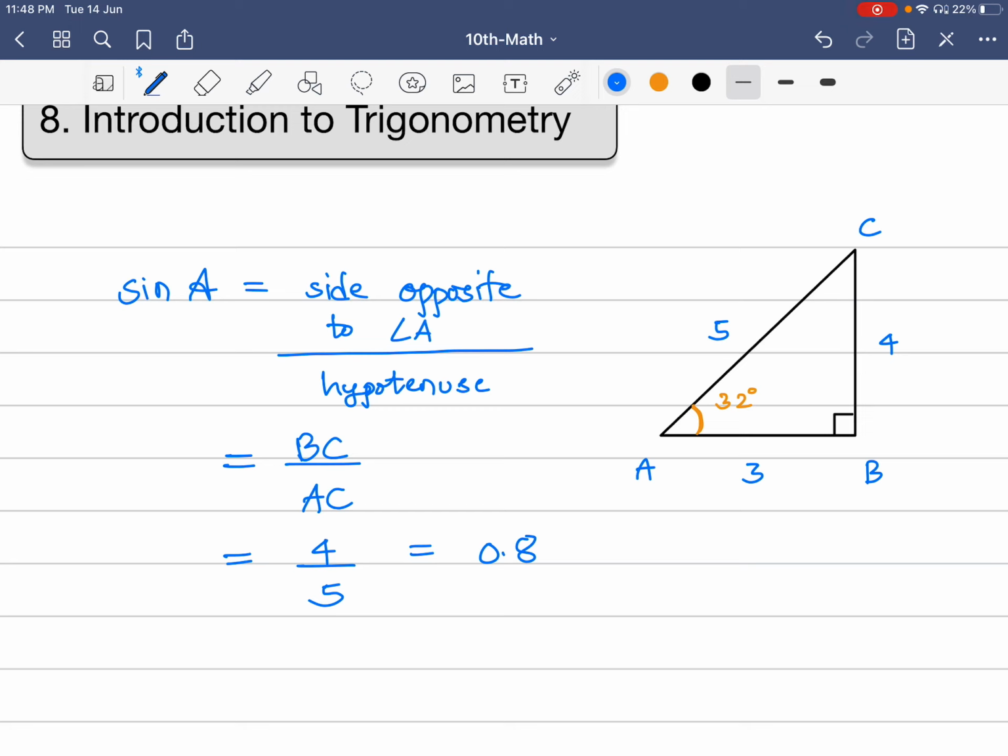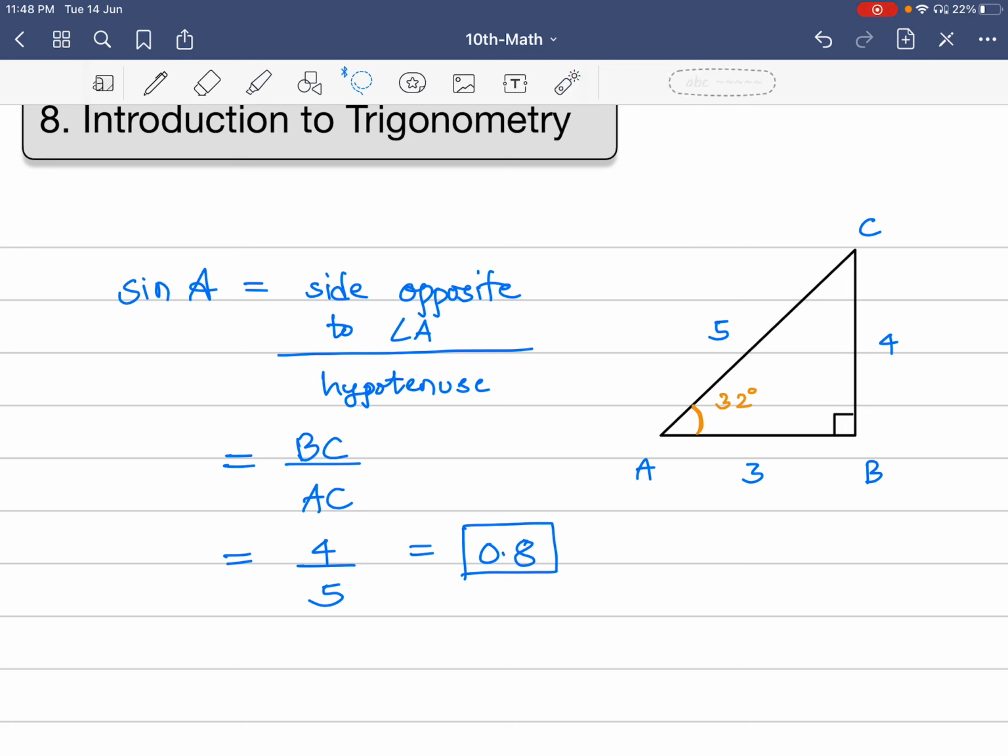So 0.8 is the value of sine of angle A, and this angle A is 32 degrees. It's an assumption. Don't get worried about why 32 degrees came. Even 32 or 35 doesn't matter. But this is the value of sine of A for this particular triangle.